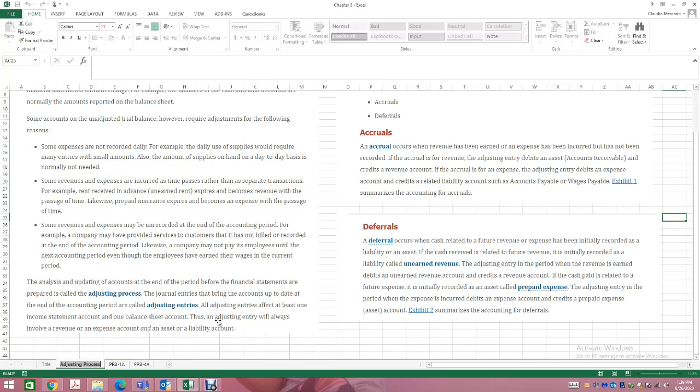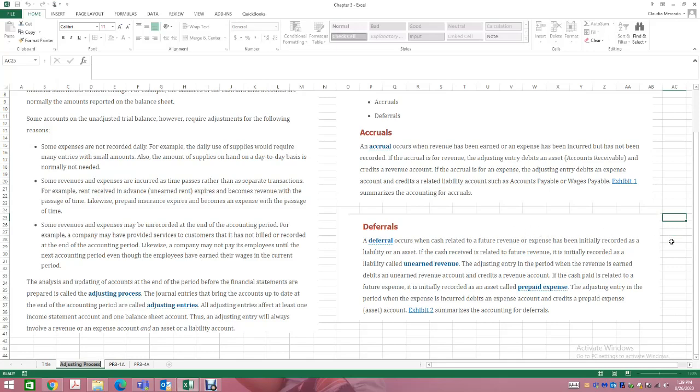The actual journal entries that bring the accounts up to date are called adjusting entries, and that is what this chapter focuses on: making adjusting entries. And on your homework, you're going to have a lot of examples of the most common adjusting entries that are done by businesses. Okay.